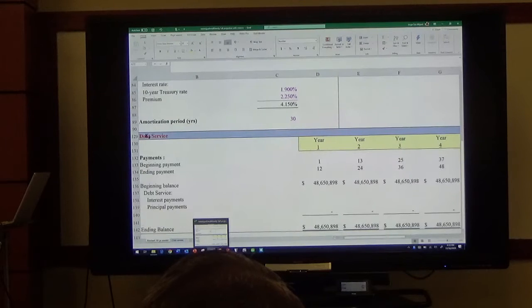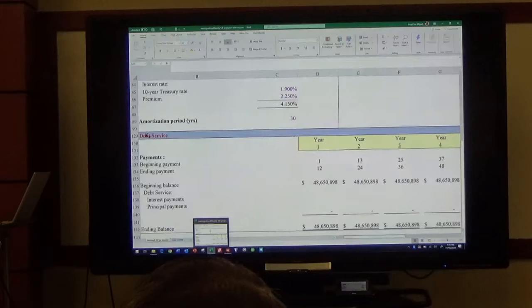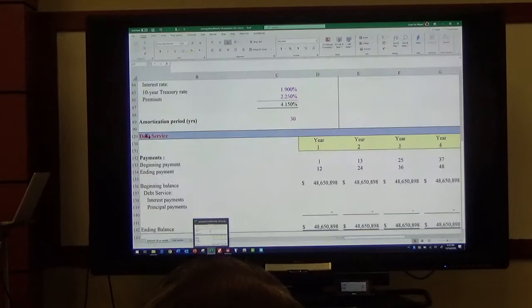Okay, I'm going to get there. You want to think a little bit. Is there a difference between that and this? 30 years, 4.15, 48,650,898.